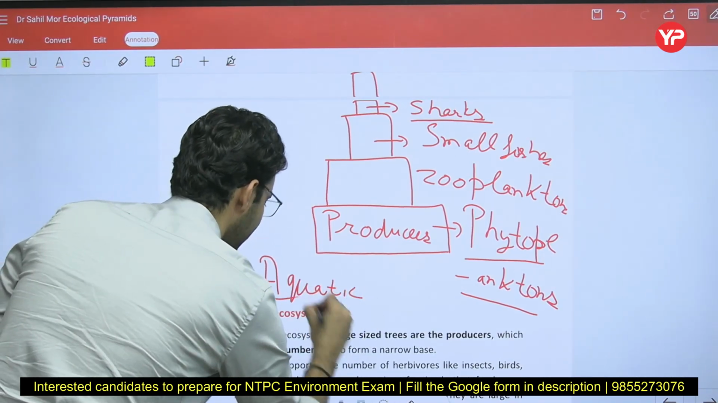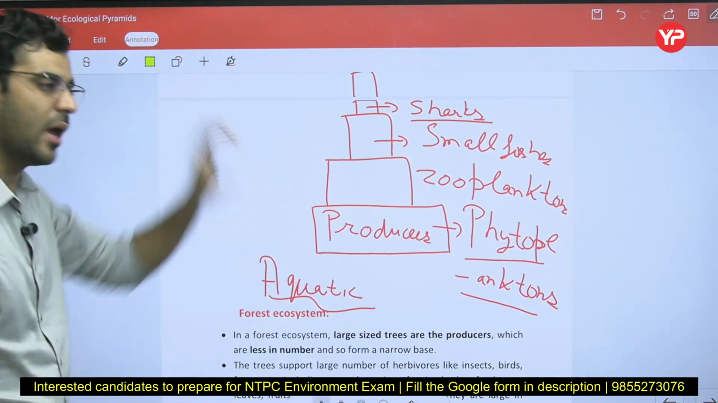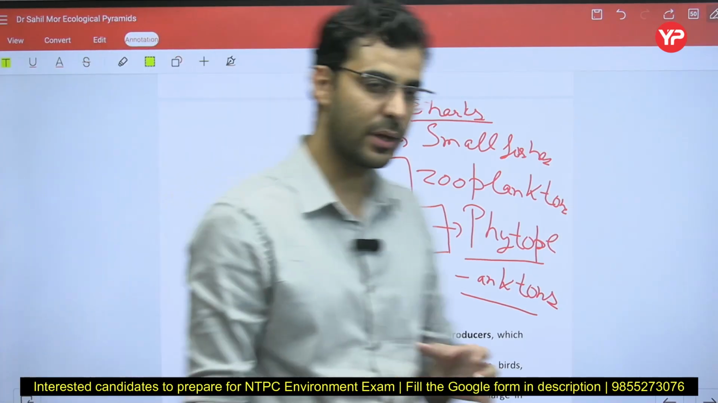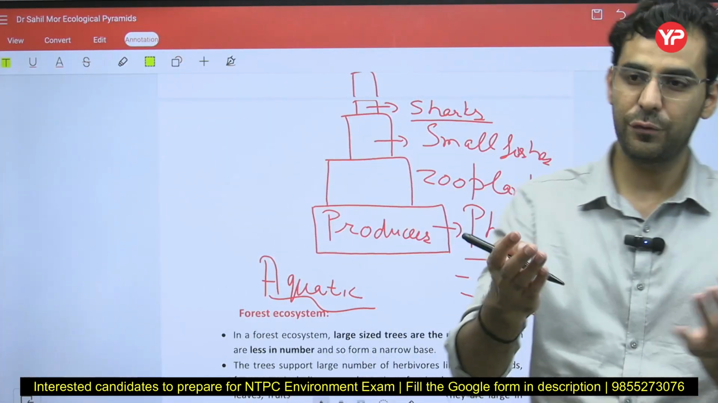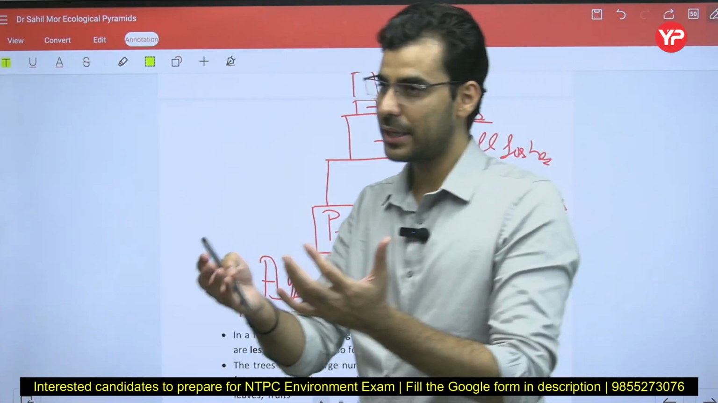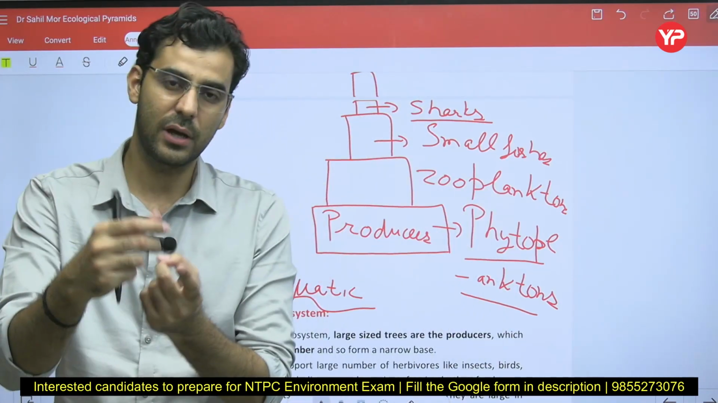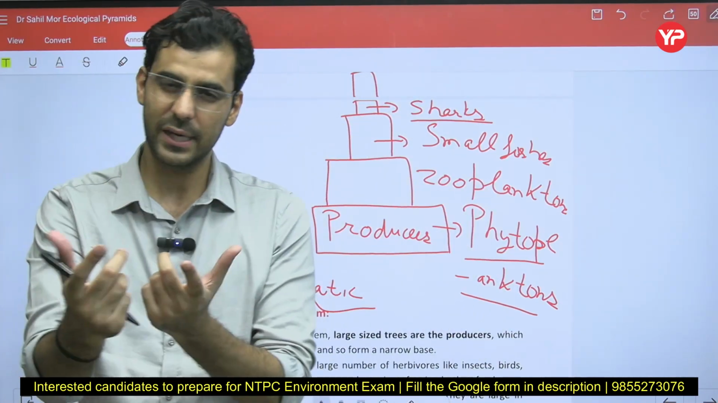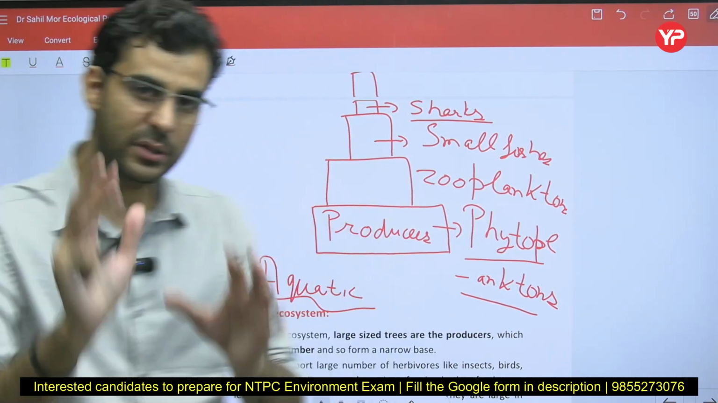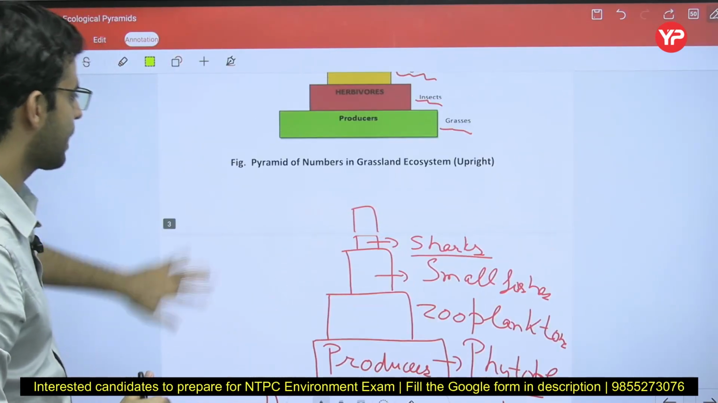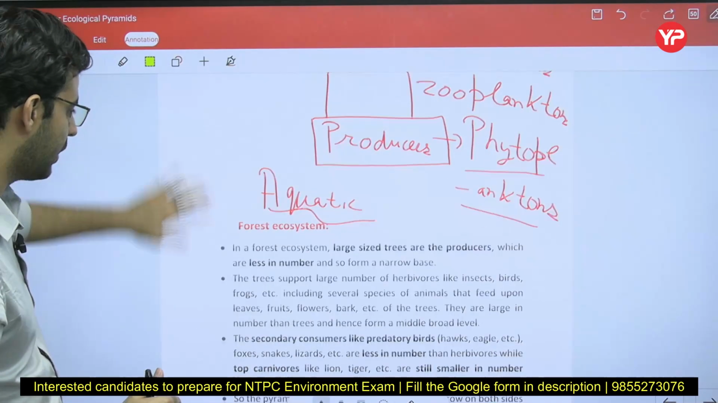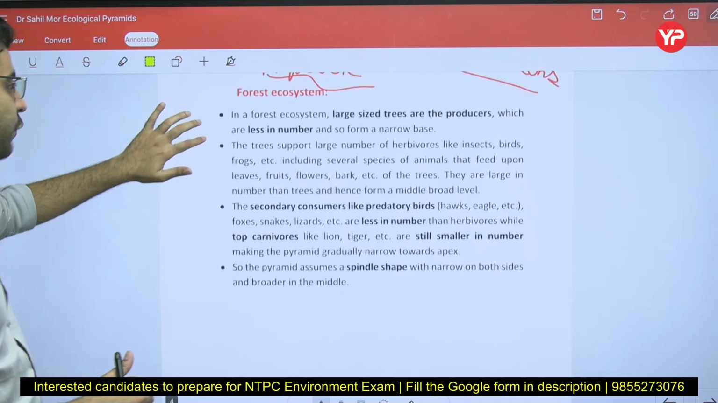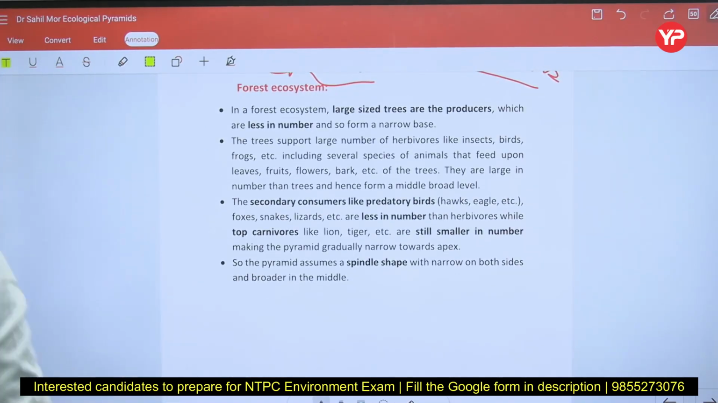इसका स्ट्रक्चर कैसा है? अपराइट। आपसे डायरेक्टली क्वेश्चन पूछेंगे पेपर में कि पिरामिड ऑफ नंबर का बताइए, ग्रासलैंड की कैसी शेप रहती है, फॉरेस्ट के लिए क्या शेप रहती है। तो आपको ये शेप्स रिमेंबर करनी चाहिए। Okay, so next is forest ecosystem.